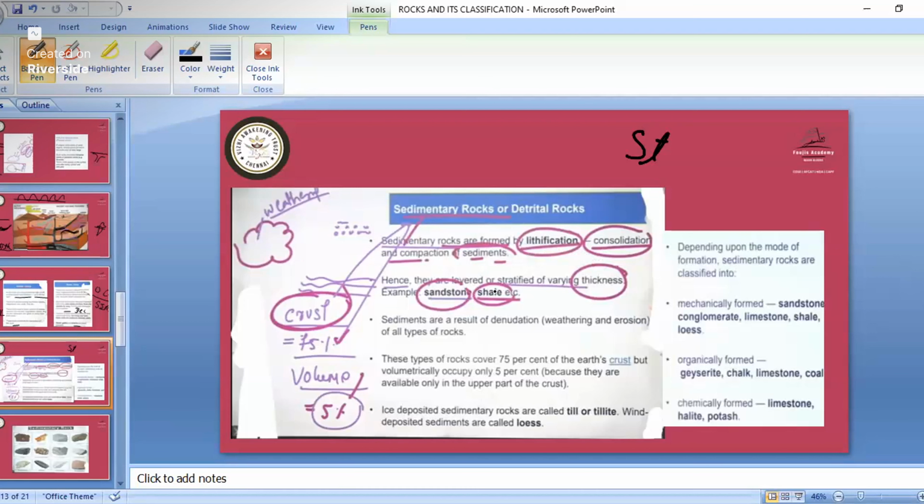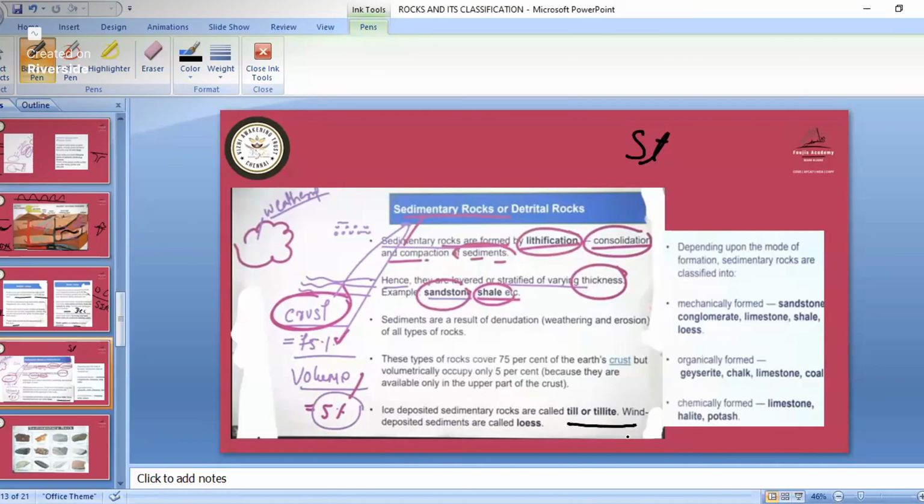Because of this lithification, consolidation and compaction, these are layered or stratified, of varying thickness, for example sandstone or shale. So these are known as sedimentary rocks. Sedimentary rocks are a result of denudation, that is weathering and erosion. Ice deposition on sedimentary rocks is called till or tillite.